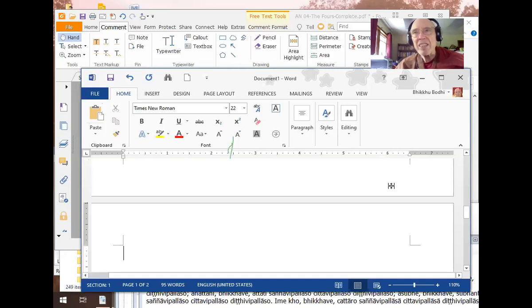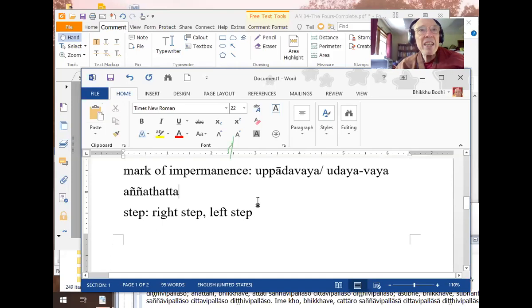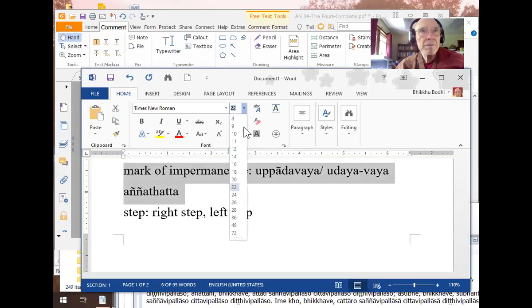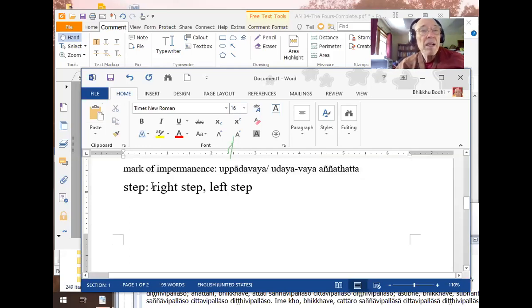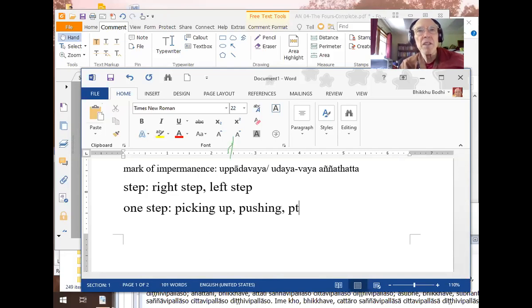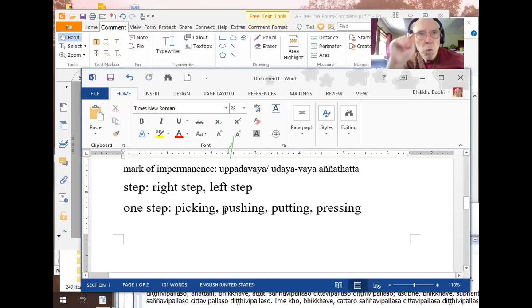But we could take this investigation further and look into each step and see that in one step, we have different phases. Often we break it up into 4 phases: picking up, pushing forward, putting the foot down on the ground and pressing the foot against the ground. So if we look into that one step, we see that first we're picking up the foot. Then when we reach the end point of the picking, then we push the foot forward.